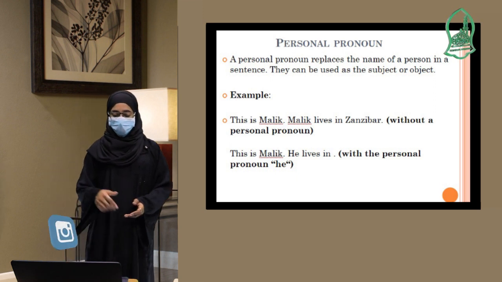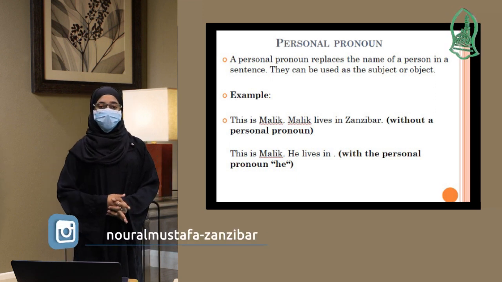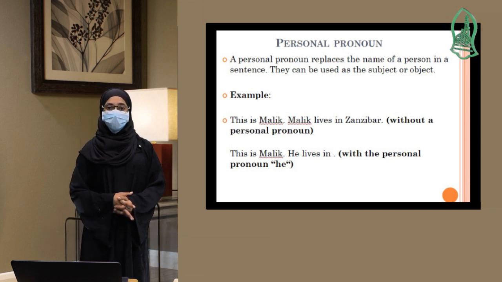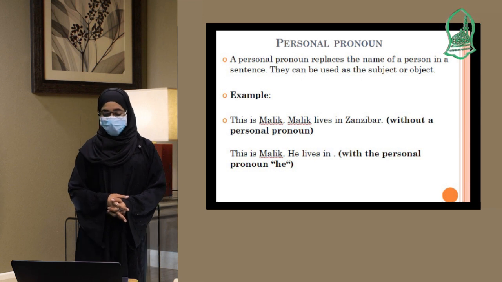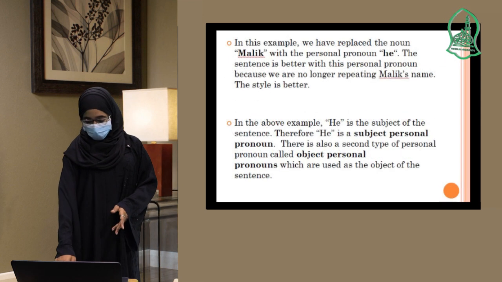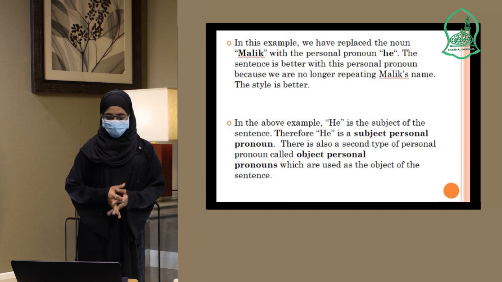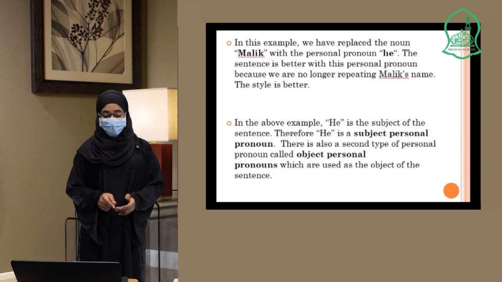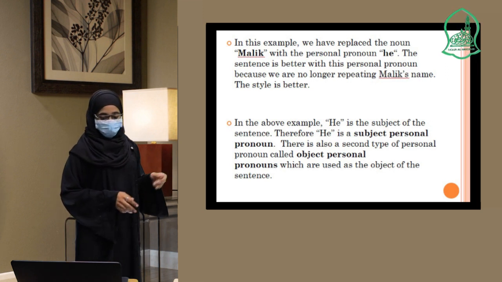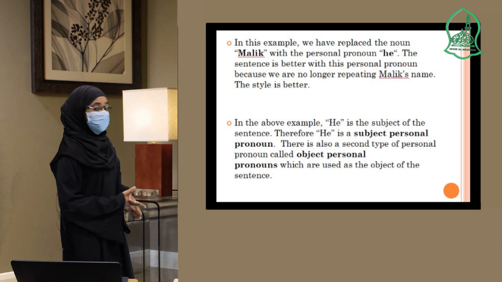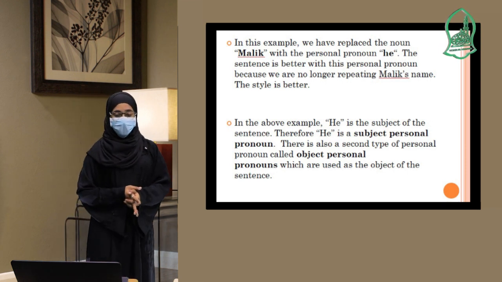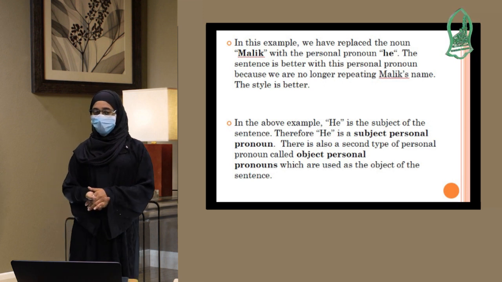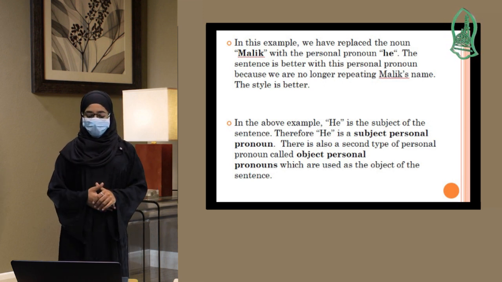So instead of repeating the name Malik, we have used the pronoun he so that we avoid the repetition of a name in a sentence. That is a pronoun, and it's a personal pronoun. In these personal pronouns, let's look here. We have replaced a noun, Malik, with the personal pronoun he. So the sentence is better with this personal pronoun because we are no longer repeating the name Malik. And you know, this style is better. We don't have to repeat the same name in a sentence. So to avoid this repetition, we are using the pronoun.